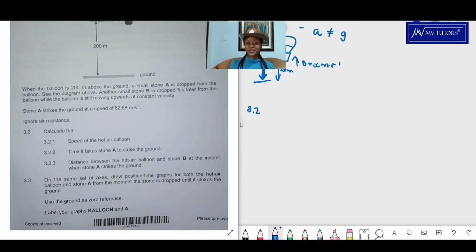Now you're thinking, what? How? This thing is moving at a constant speed. We don't have much regarding this balloon, so how are we going to do it? Well, I would use the stone, because we know that the initial velocity of the stone is actually the speed at which this hot air balloon is moving. The initial velocity of stone A will be the same as the velocity of the balloon, because it's constant, it doesn't change. So we'd use the stone as a reference.